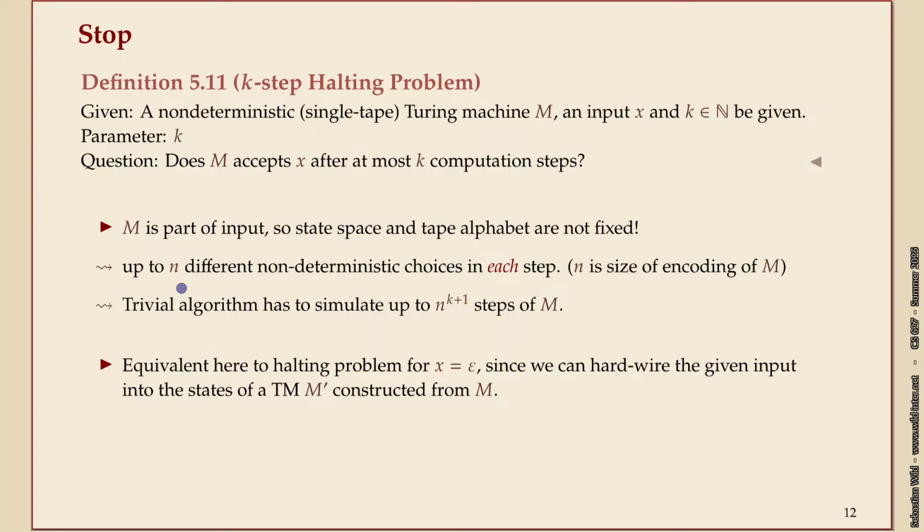So that means, because the alphabet could be that big, or the number of states could be that big, we can have up to n different non-deterministic choices in each step when we simulate the machine. So what I just sketched, taking that machine and simulating it for a while on a Turing machine, that's already somewhat expensive. It doesn't look like it's in FPT, for example. You would need to spend n to the k plus 1 steps at least, because that's the number of possible non-deterministic paths you have to follow.